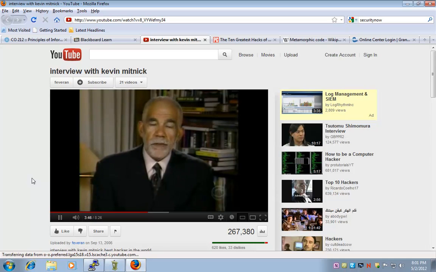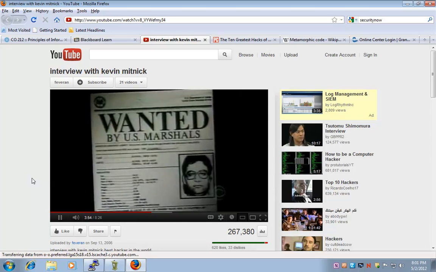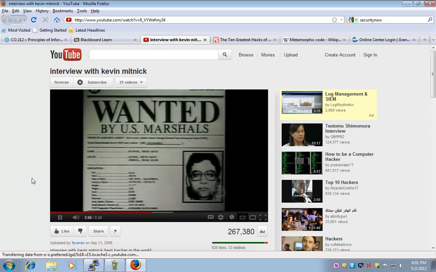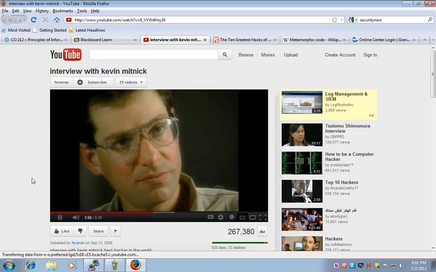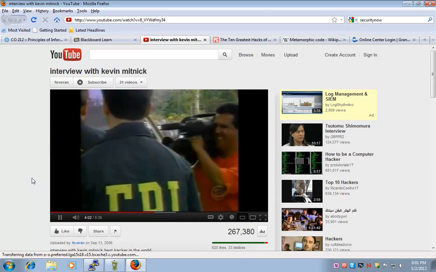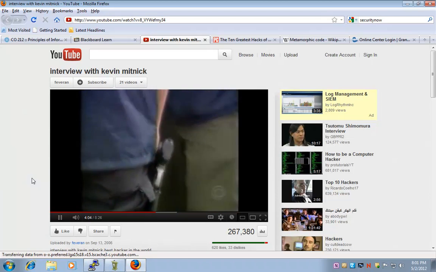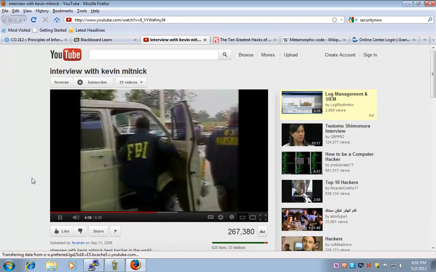For more than 2 years, no law enforcement agency could catch him as he hacked his way across the country, assuming new identities. But eventually, the FBI was able to track him down. And in the middle of the night on February 15, 1995, a team of FBI agents knocked on Kevin Mitnick's door, where he was living under an assumed name.